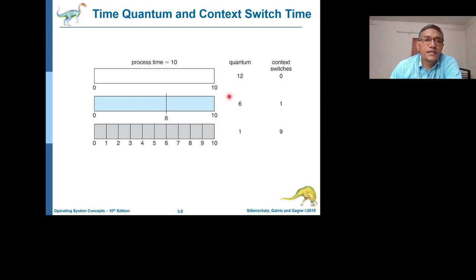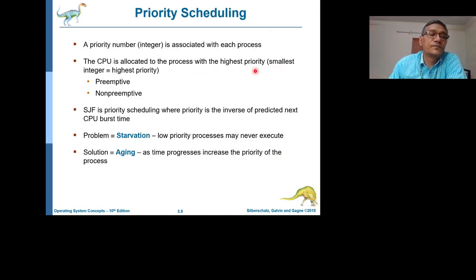If we consider a time quantum of, for example, 6, how many context switches will there be? 1 context switch. If a time quantum of 1 millisecond is considered, that is, for every 1 millisecond the process will be switching, then in total we will have 9 context switches in the time frame between 0 milliseconds and 10 milliseconds. So this is the significance of time quantum.